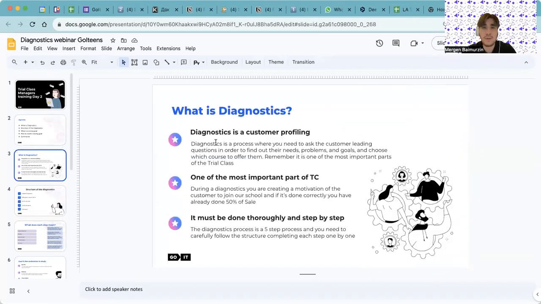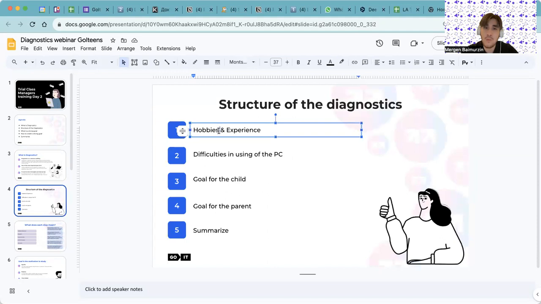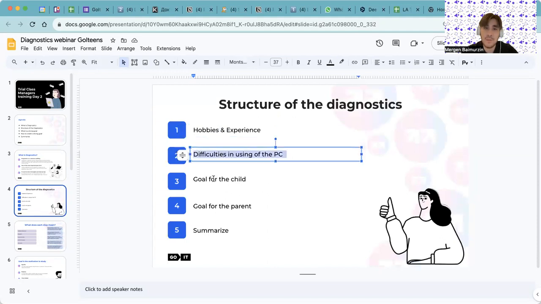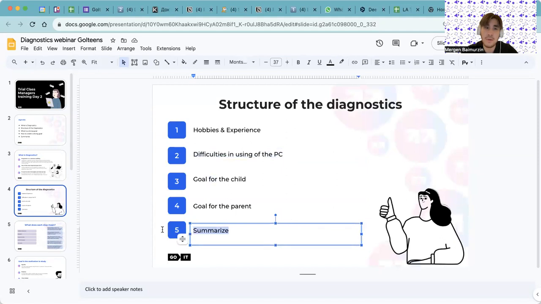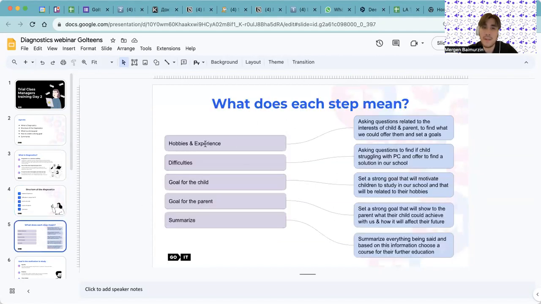Here you can explain that diagnostics is a process where we are asking customers some type of questions in order to find their interests, in order to find their pains, which is difficulties with using a computer, and of course to set a strong goal for the parent and for the child. We have different stages of diagnostics, which are hobbies and experience, difficulties in using the computer, goal for the child, goal for the parent, and summarize. In this slide, I'm explaining everything about diagnostics step by step.